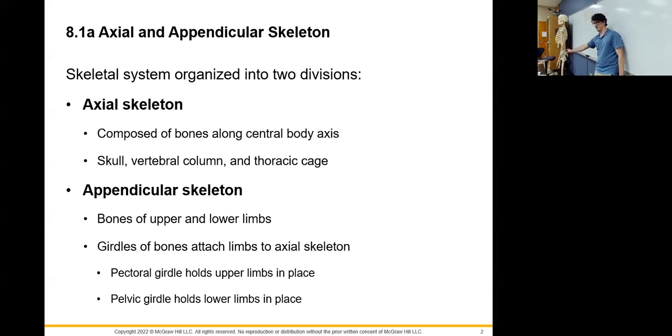Okay, that is it. Your hip bones are actually examples of girdles. Okay, these are your pelvic girdles. So this is what's actually going to attach your lower limbs to the body trunk. As such, they are part of the appendicular skeleton.